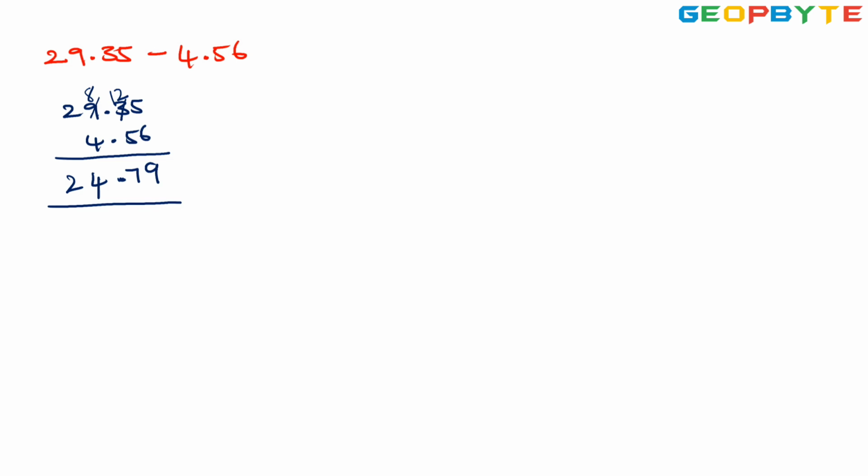Next, 39.87 minus 21.98. So 39.87 minus 21.98. So what is the digit we are having here? 8. So in the rightmost position we are having 7, 8. It's not possible to subtract 8 from 7. So what we need to do? We need to take the borrow. So if you are taking the borrow, then we'll get 17.